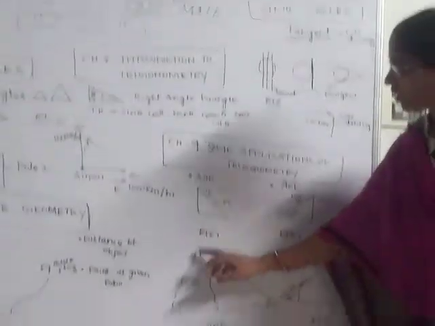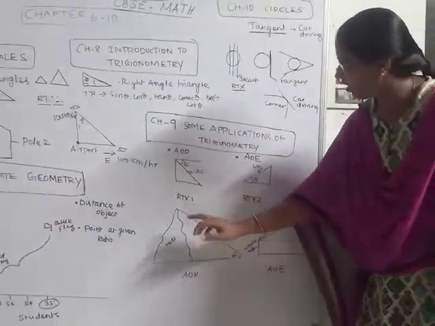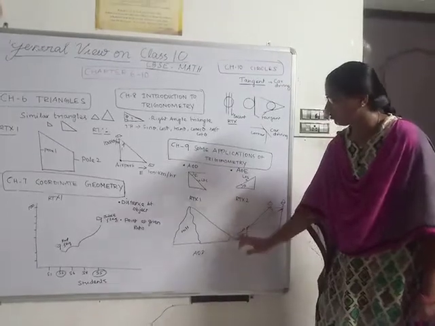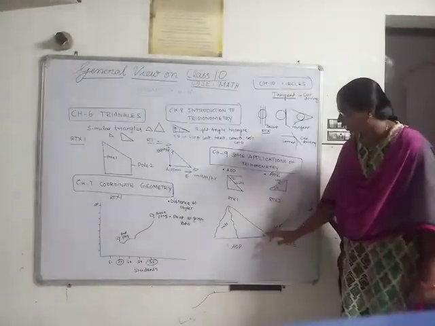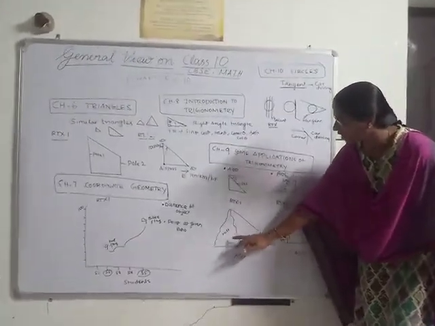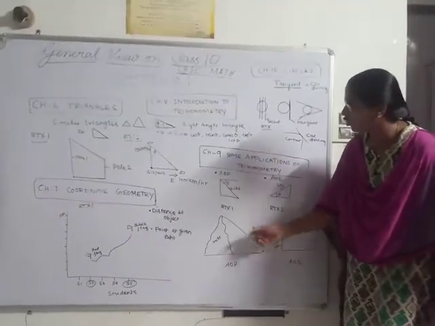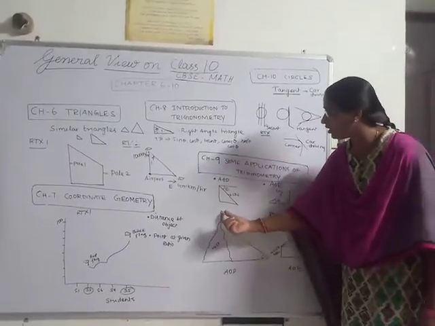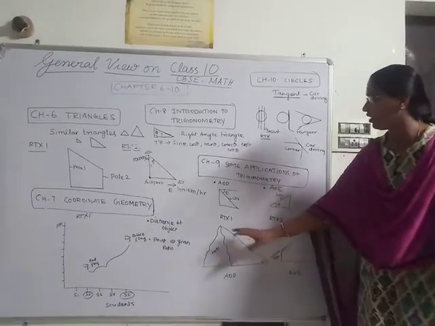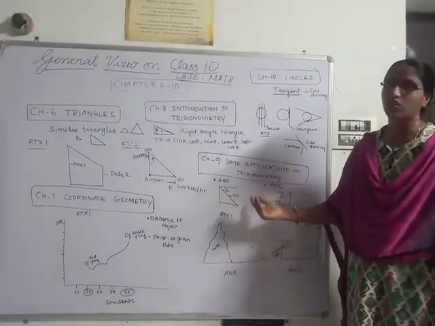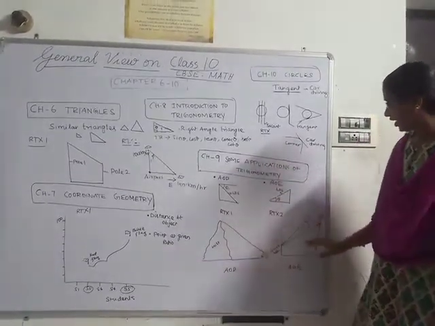For example, you are on a hill. From the hill you are seeing a car. Then if you want to find the distance between the hill and the car, or if you want to find the distance between the top of the hill and the car, everything you can find by using the concept of trigonometry.